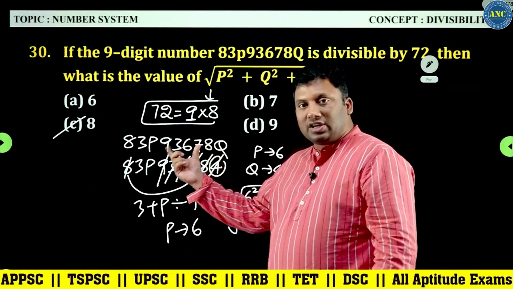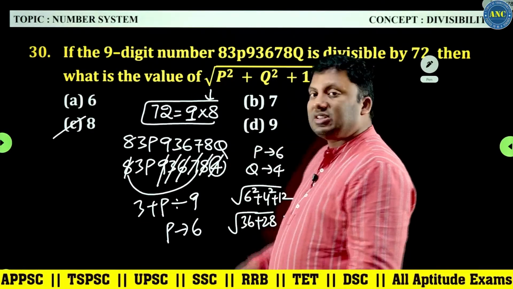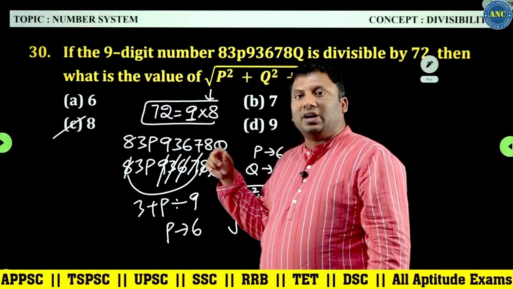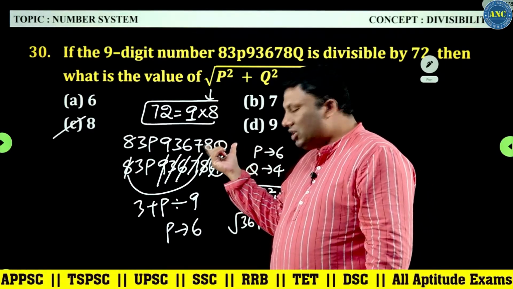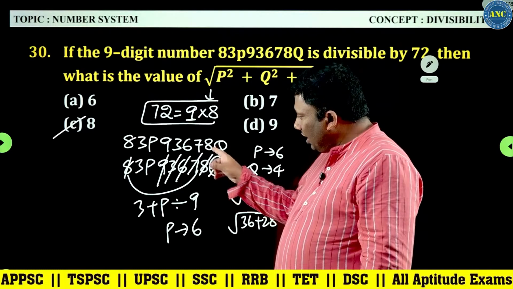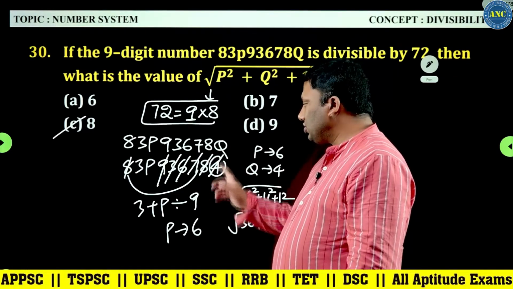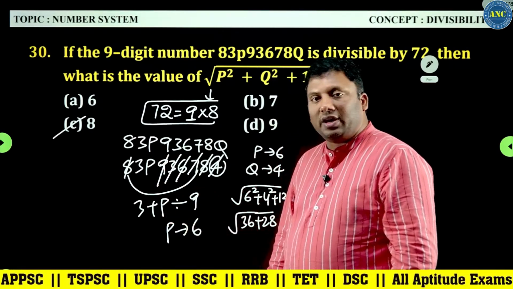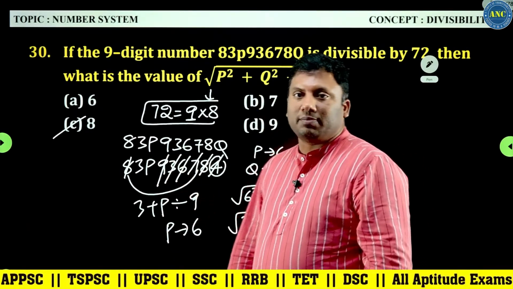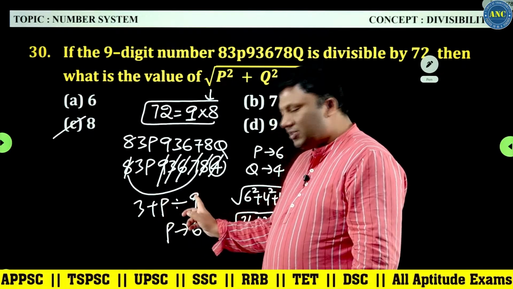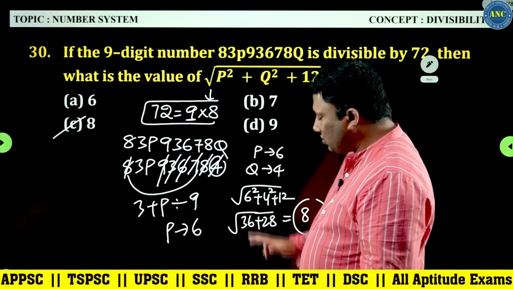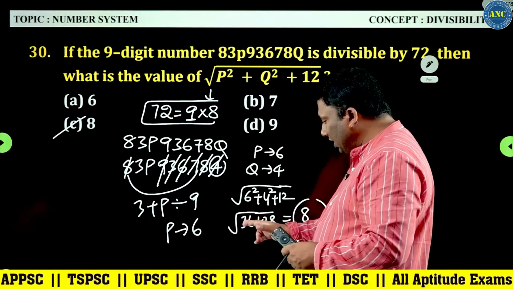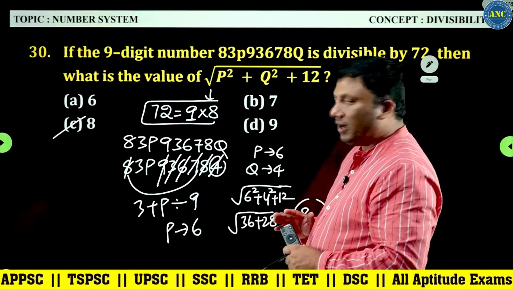This is a 9-digit number. It should be divisible by 72. 72 is 9 into 8. For a number to be divisible by 8, the last 3 digits should be divisible. 8 9s are 72, 8 8s are 64. So the Q value is 4. The sum should be divisible by 9. 3 plus P is divisible by 9. P is 6. So the answer is the root of 6 squared plus 4 squared plus 12. 36 plus 16 plus 12, root of 64.